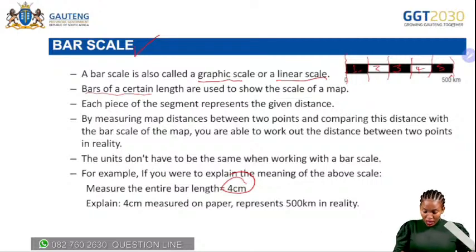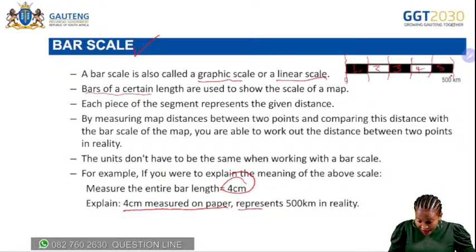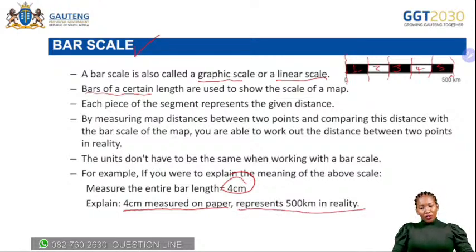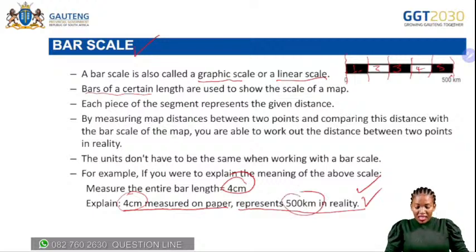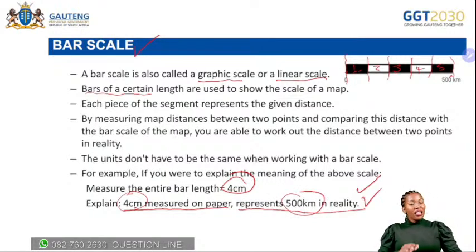So this is how you explain it. Again, 4 centimeters measured on paper or on the map represents 500 kilometers in reality. And this question is for 2 marks. This is how you explain the meaning of a bar scale. With the bar scale, we don't care about the units. The units don't have to be the same. You can see here we are talking about centimeters. Here we are talking about kilometers. This is how you explain a bar scale. Done.